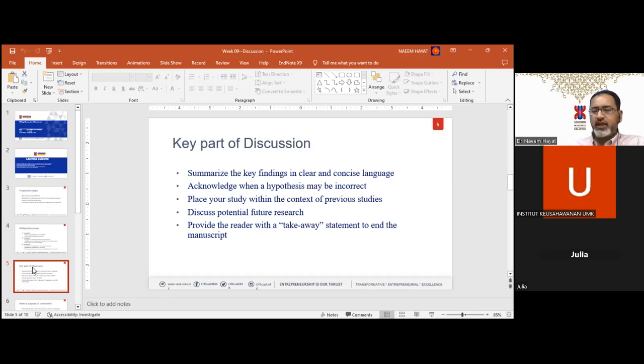We must try to provide a takeaway statement at the end of the manuscript. A takeaway statement is where the researcher can build on where you end and they start. Or maybe it provides another way to have another research in the same area, because you still have some unanswered questions. So you must go for a takeaway statement so that future research can be generated.